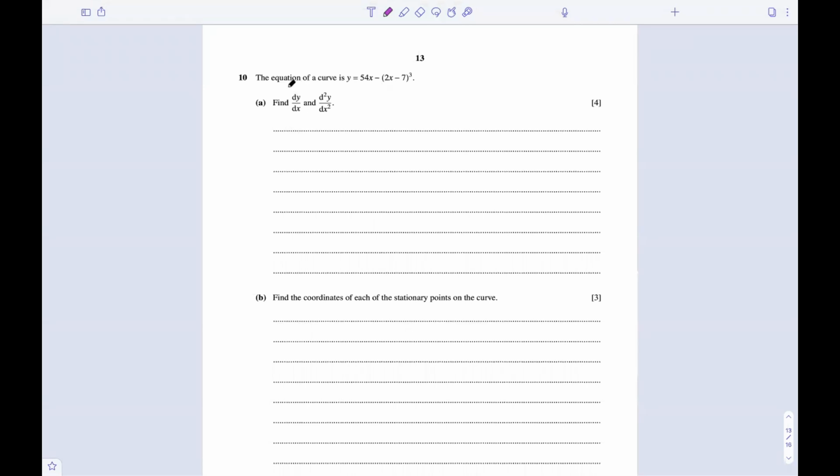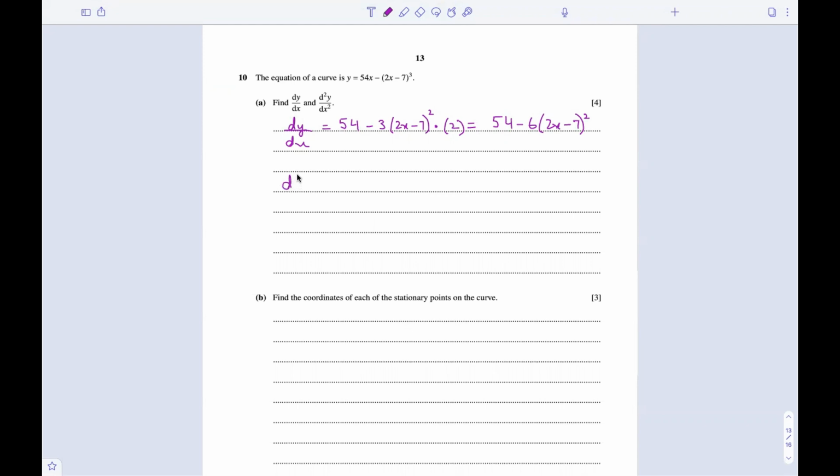In question 10, we have the equation of a curve, y = 54x minus (2x minus 7) whole cube. We have to find the derivative and double derivative. So for dy/dx, 54x will become 54, minus 3 will multiply by the coefficient which is minus 1, (2x minus 7), and the power will become 2. We multiply this by the derivative of 2x minus 7, which is 2. So this will become 54 minus 6 into (2x minus 7) whole squared.